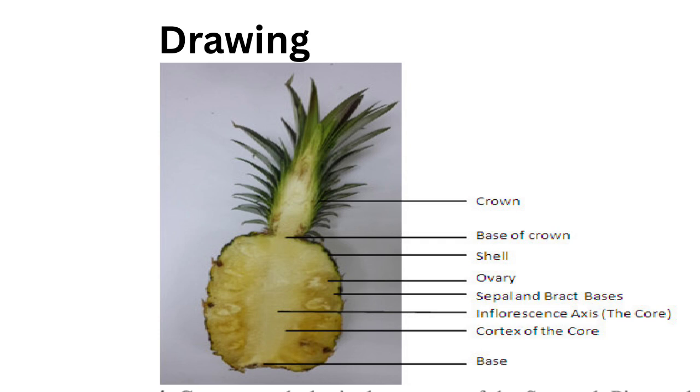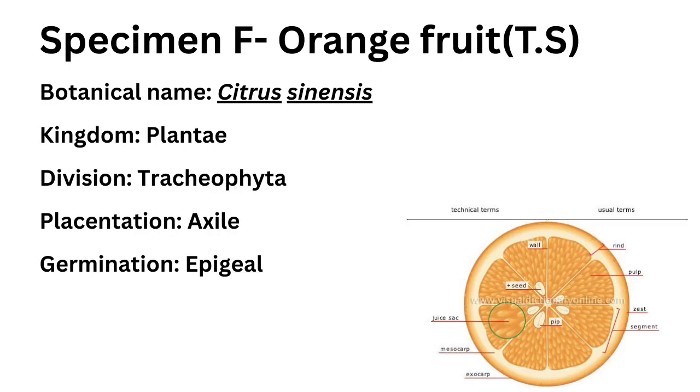And if you are asked to draw, this is what your drawing should look like. You should capture the crown, the base of the crown, the ovary, the base of the fruit, the core, that's the inflorescence axis, the core, and the shell, and that's it for that specimen.